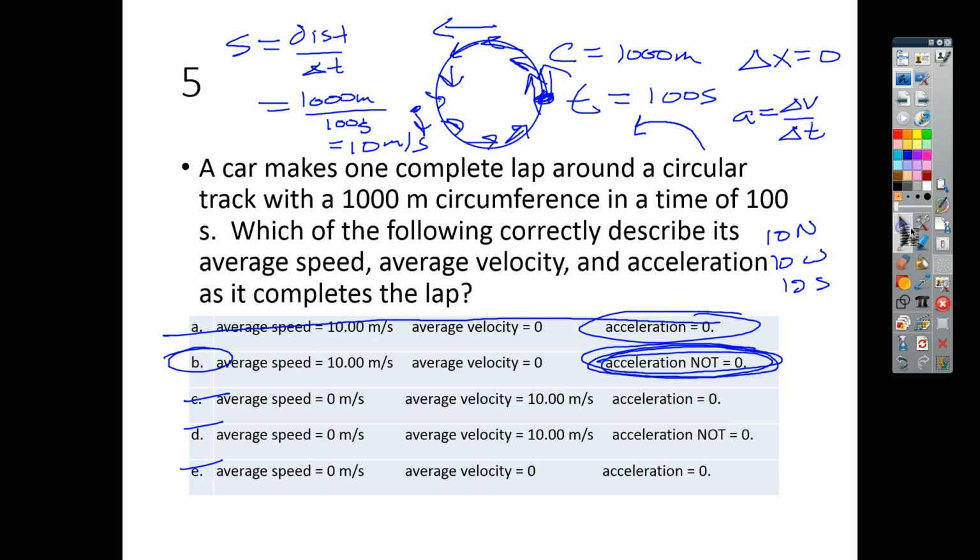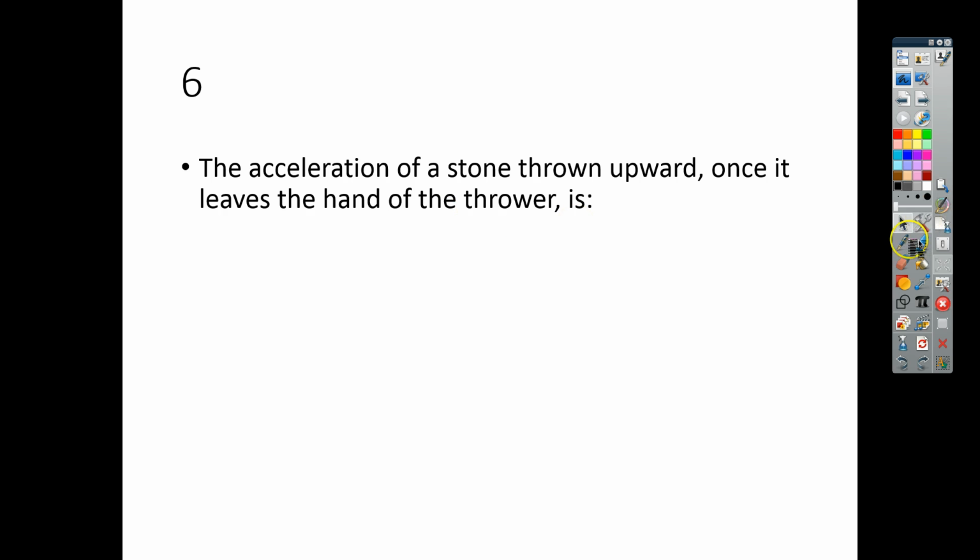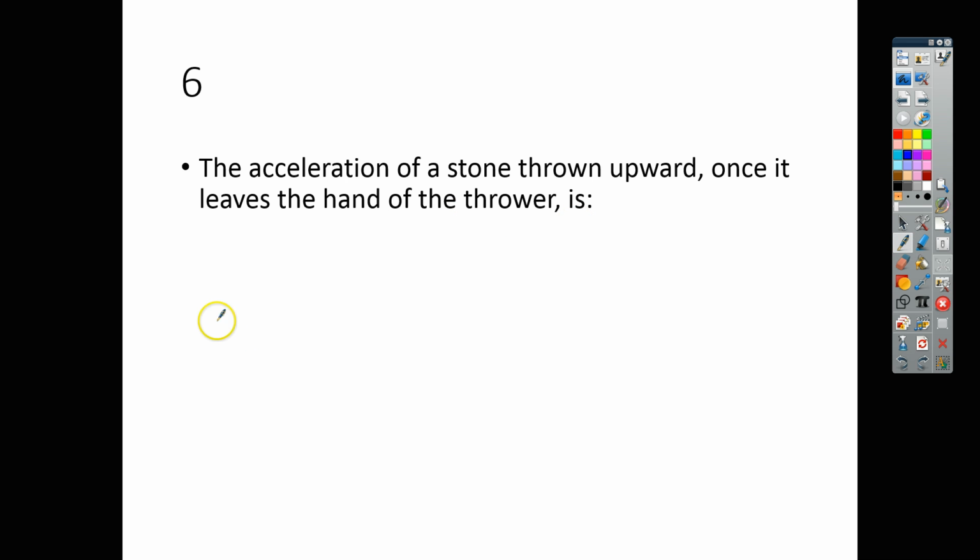For number 6, this is the next question. The acceleration of the stone once thrown upward and leaves the hand of the thrower is... So here is your person, here's their hand, they throw a stone. Notice the stone has just left their hand. It goes up, and then it comes back down and hits the ground. Remember, on the way up, it slows down. So if the velocity is going this way, the acceleration has to be going in the opposite direction.